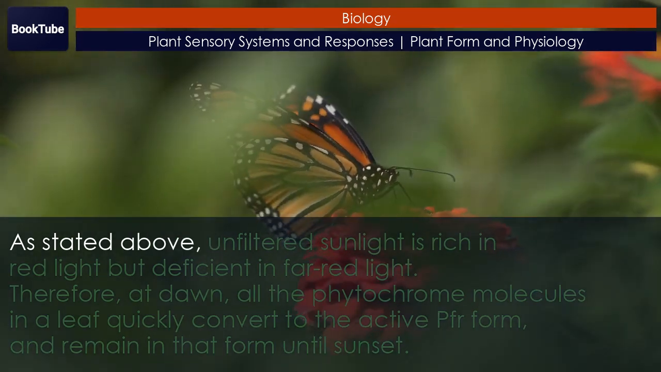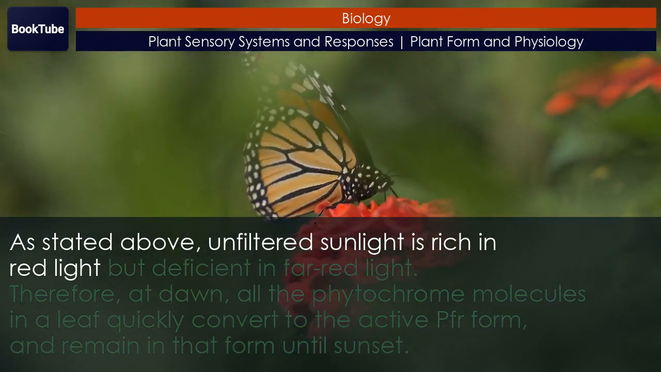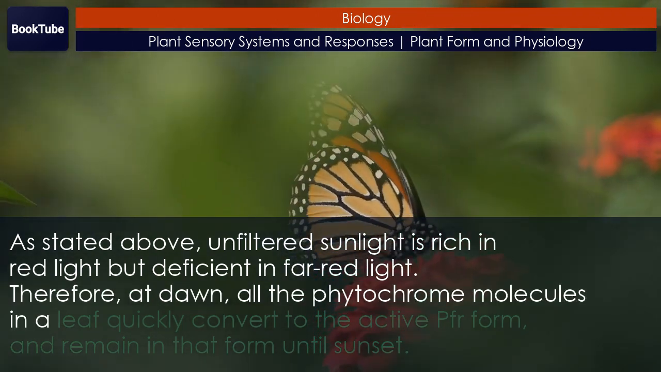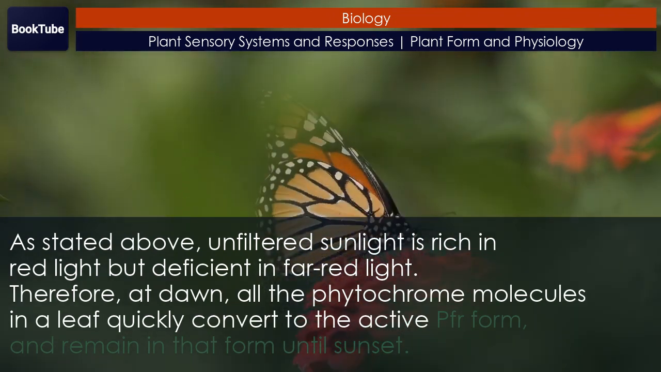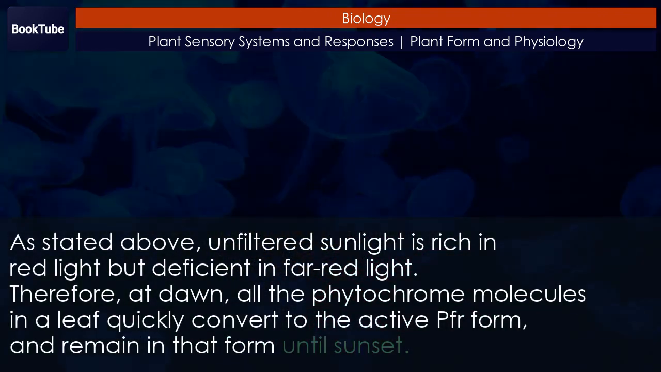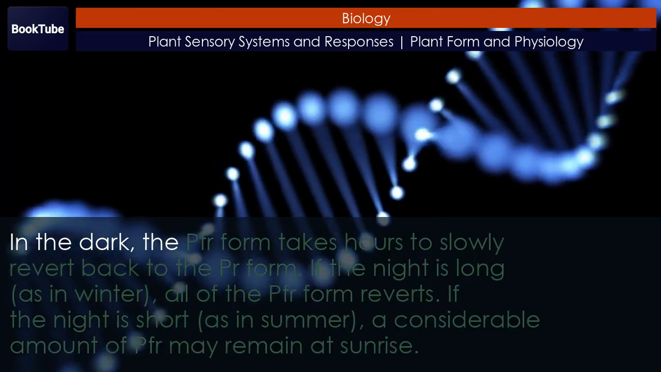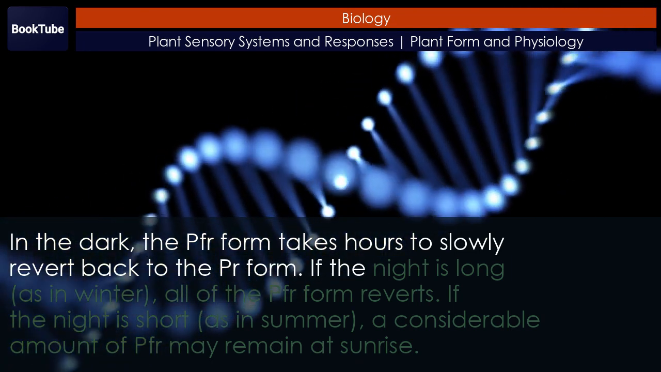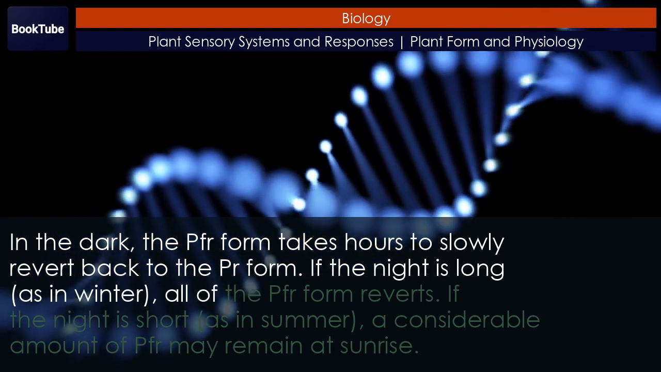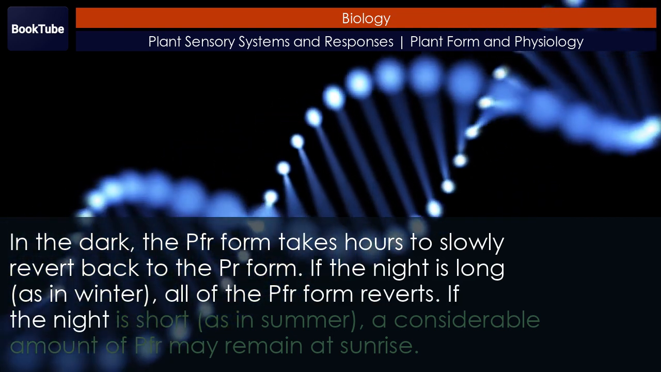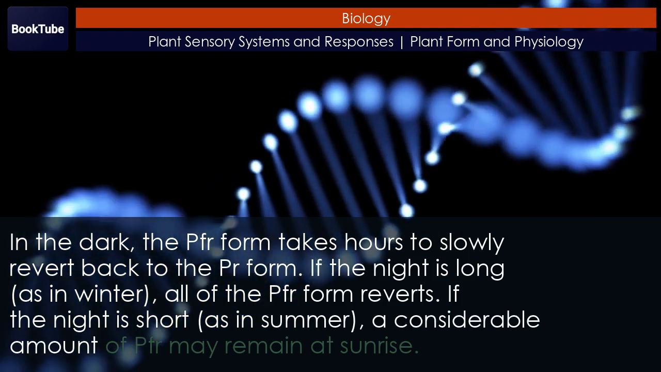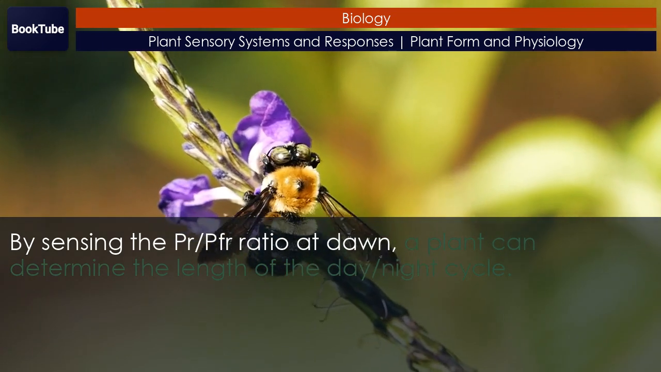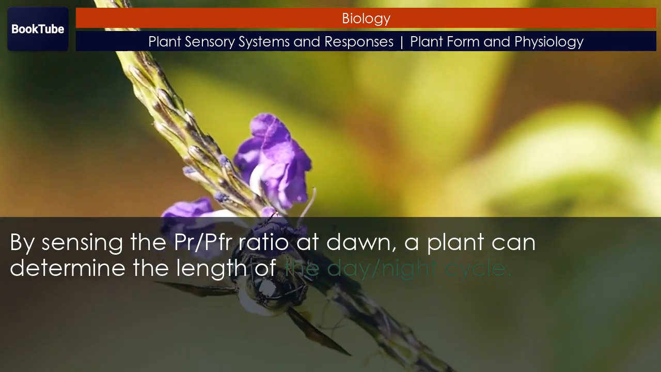As stated above, unfiltered sunlight is rich in red light but deficient in far red light. Therefore, at dawn, all the phytochrome molecules in a leaf quickly convert to the active Pfr form and remain in that form until sunset. In the dark, the Pfr form takes hours to slowly revert back to the Pr form. If the night is long, as in winter, all of the Pfr form reverts. If the night is short, as in summer, a considerable amount of Pfr may remain at sunrise. By sensing the Pr-Pfr ratio at dawn, a plant can determine the length of the day-night cycle.